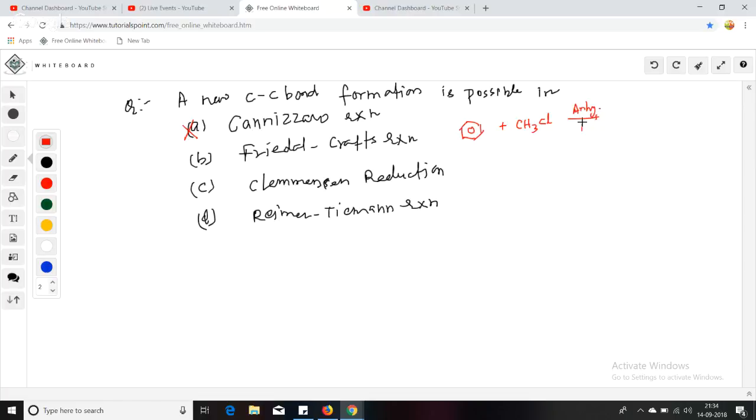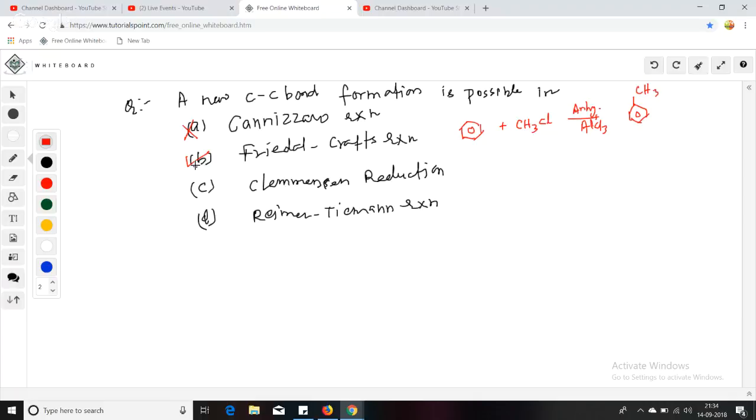Anhydrous AlCl3. And the product, if you remember, we get toluene. If you have a benzene ring and here we have CH3, you see one extra, new carbon-carbon bond forms over here. Right? So the answer here will be Friedel-Crafts reaction. It is correct. We'll see whether another one is possible or not.